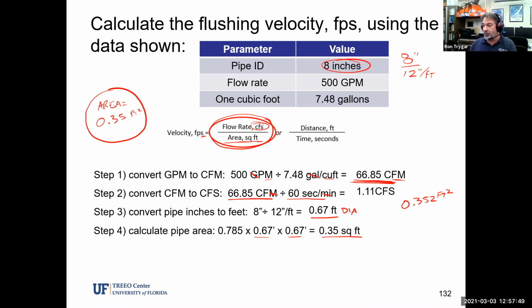So do we have everything we need now? Let's take a look. We've got area here, 0.35, and we've got 1.11 cubic feet per second. We have everything we need to actually work the math the rest of the way. So now we're going to go ahead and plug our numbers in. Let's erase this. And let's say now we can go ahead and put our numbers in place.